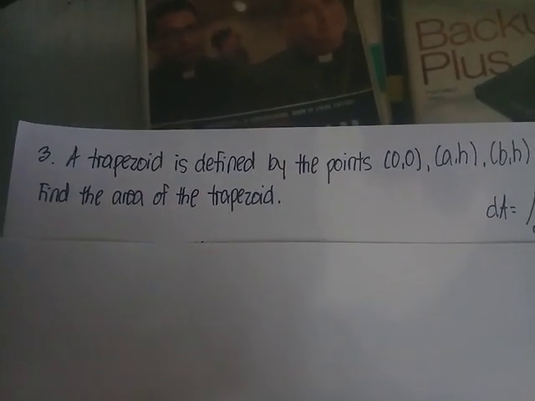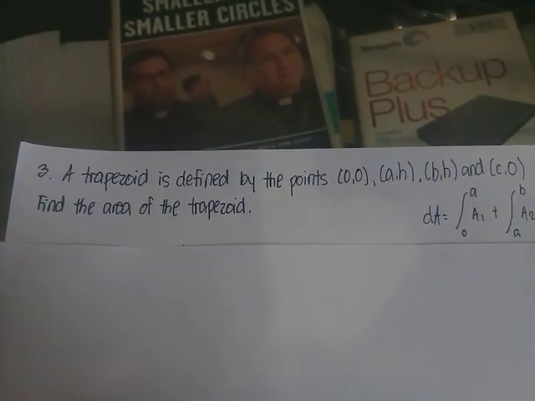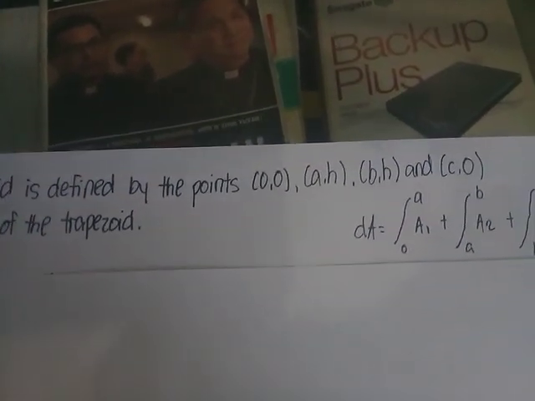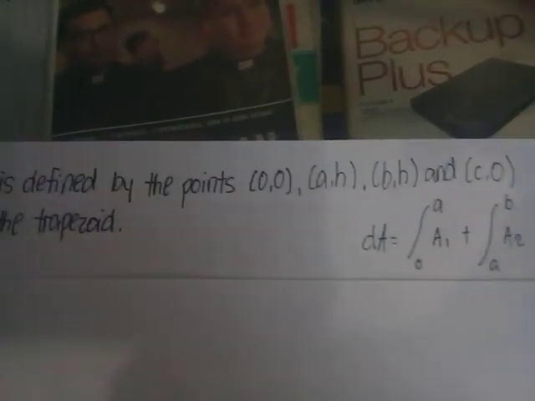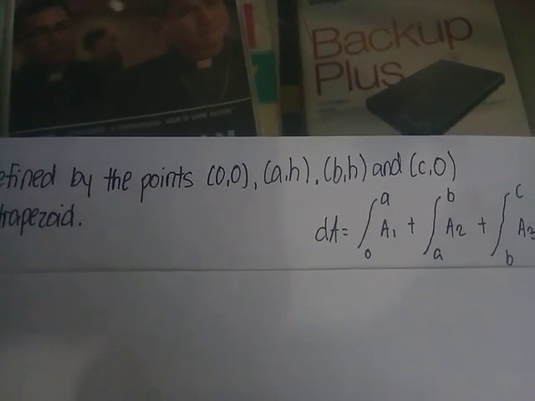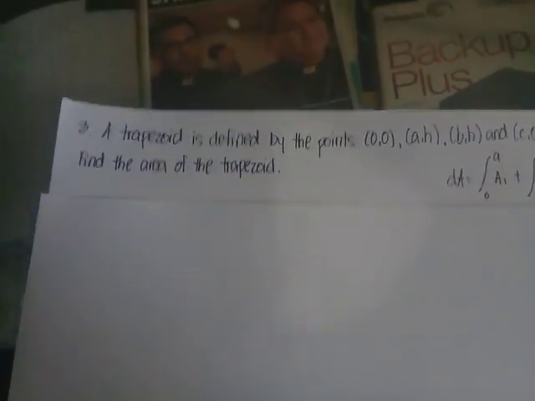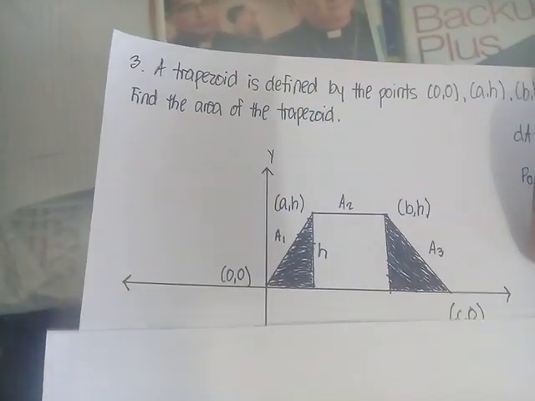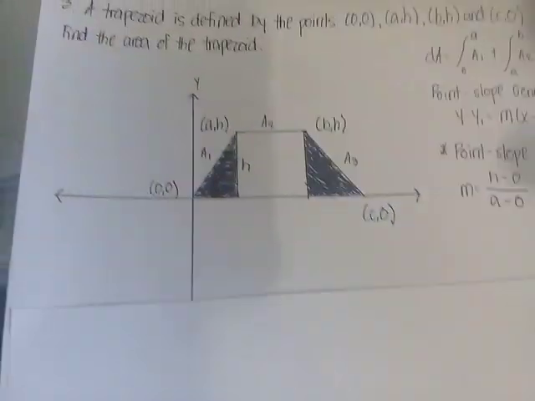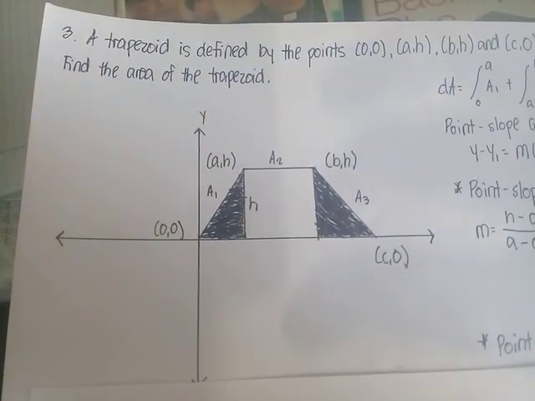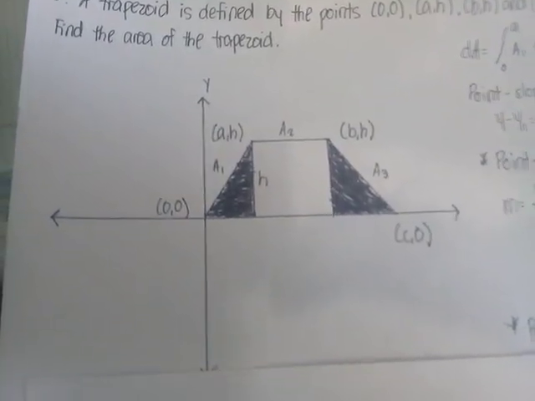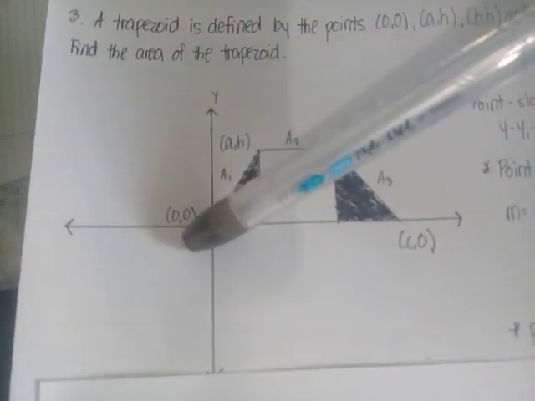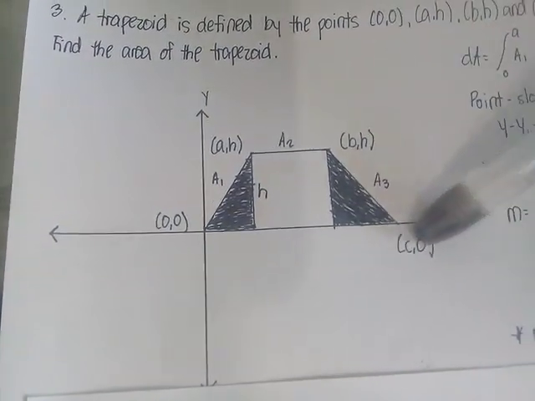So for this given problem, we are asked to find the area of the trapezoid with the given points. So these are our points. We will first have a sketch of this one. In order to illustrate this, we have the first trapezoid. So this is our trapezoid.